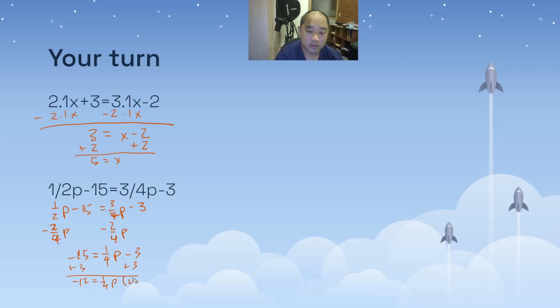So we can multiply both sides by 4. And p would equal negative 48. I'm looking forward to your emails telling me about my mistakes.